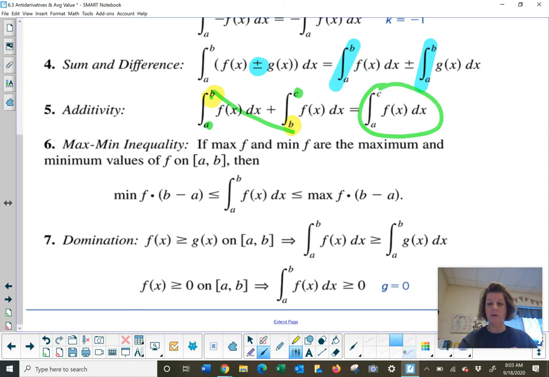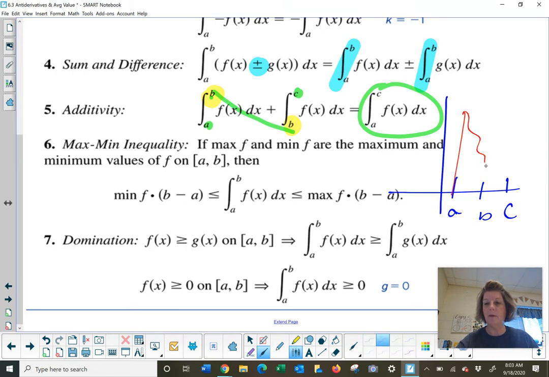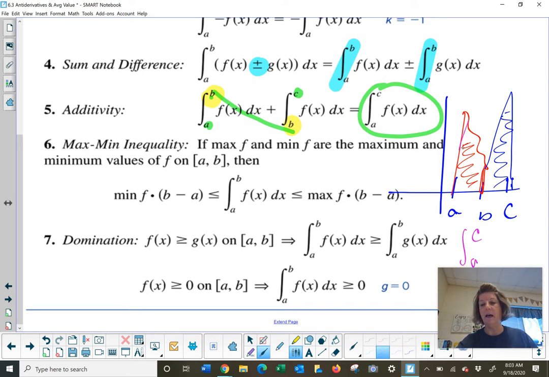And if you thought about the area, and I've got those three subdivisions, a, b, and c, maybe my first graph took me through there, and that would be the area from a to b. And my second graph was something like that. Here's the area from b to c. Well, it makes sense then that if I integrated from a to c, I would capture all the area. So I can do addition and simplify it down into one integral.